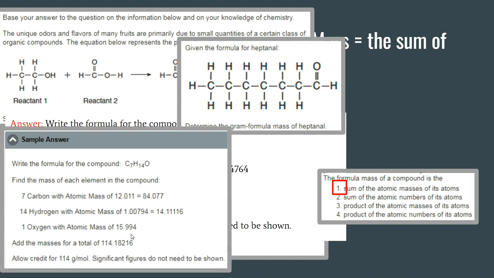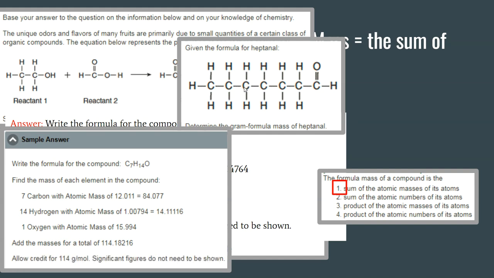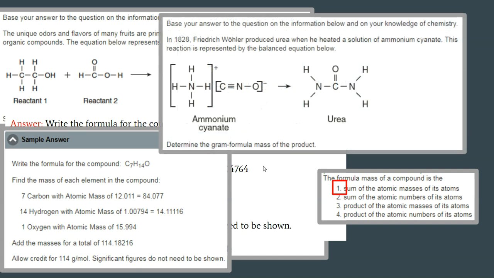Remember, significant figures don't need to be shown unless specifically asked for in the problem. So you can get away with, for the most part, rounding the atomic mass of each element present to the nearest whole number. In 1828, Frederick Wohler produced urea when he heated a solution of ammonium cyanate. This reaction is represented by the balanced equation below.